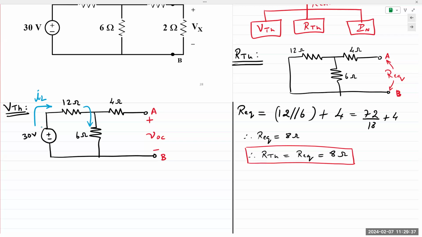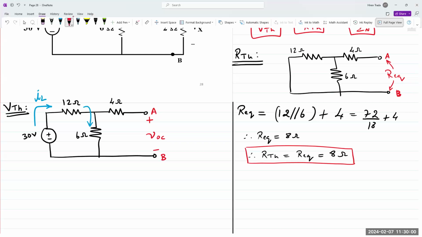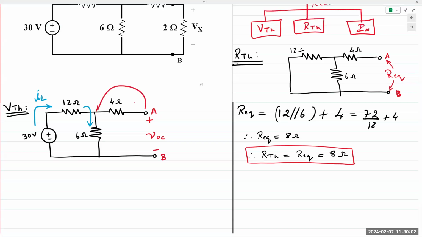If no current is flowing to the 4 ohm resistor, because it's a dead end street, it's left hanging in the open. There is no closed pathway for the current to flow through. That means that current I through the 4 ohm resistor is 0. Hence, the voltage across the 4 ohm resistor is 0. And we can conclude that the voltage at point A is the same as the other end of that resistor.